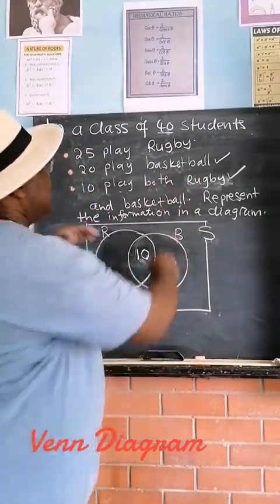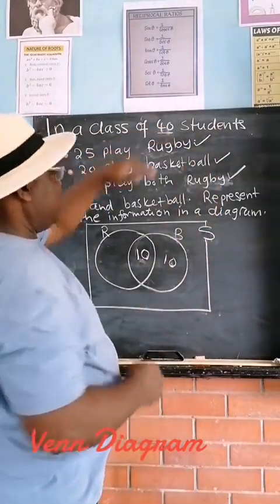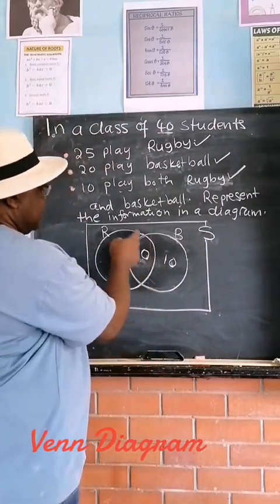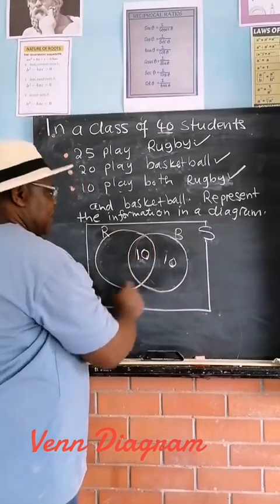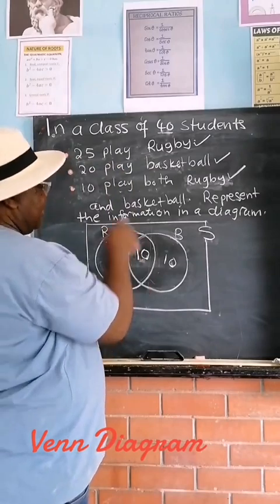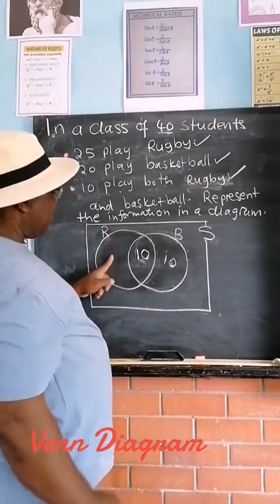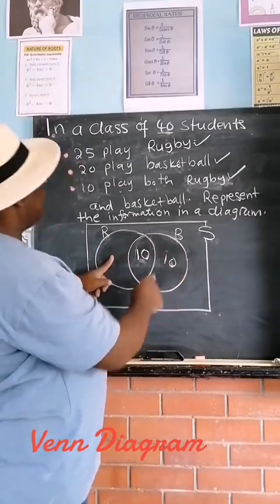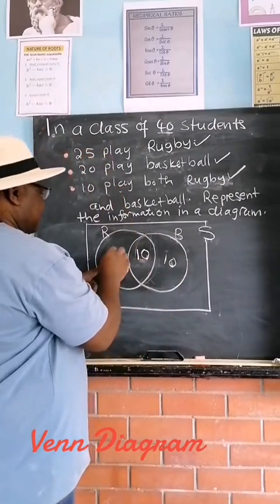We proceed to the next bullet, which is 25 who play rugby. 25 is the total who play; everything that is inside R is included here. But 10 are already there. They are already inside R because they are R. Now for rugby only without basketball, suppose we have 25 minus 10, which is 15.